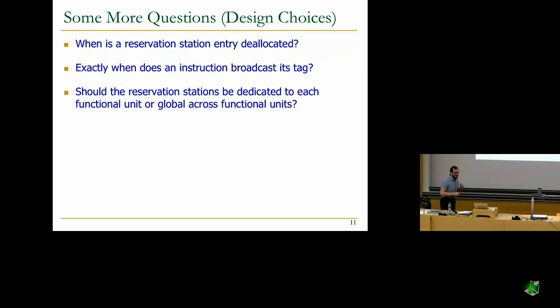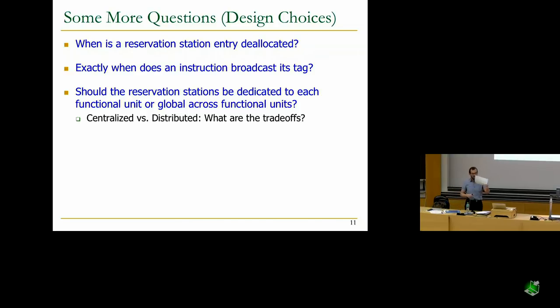Okay, so another question. These are actually really good questions for interviews, if you will. If you go to interview at a company, they ask you, and this is a very general question, should the reservation stations be dedicated to each functional unit, or should they be centralized, global across functional units? So there are trade-offs associated with it. We assume that reservation stations are dedicated, right? Which means that these are the reservation stations for add, these are the reservation stations for multiply, and if you have more than four adds, tough luck.